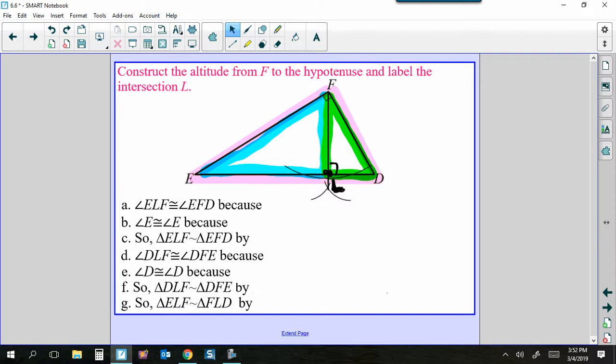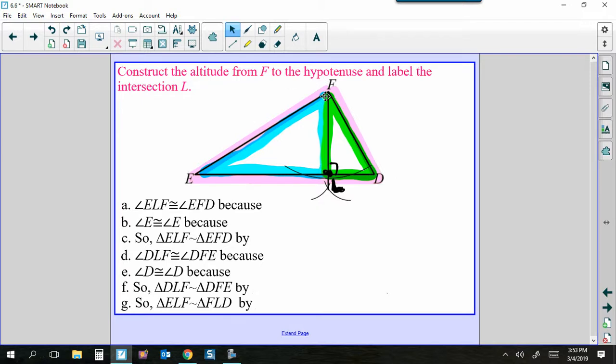So angle ELF right here, so here's E to L to F. What angle do we know that is equal to? Well, isn't that a perpendicular line? Because that's what an altitude is. Yep. So we know that that has to be, by definition, a 90-degree angle, or a right angle. Well, we also were given that angle EFD is a right angle.